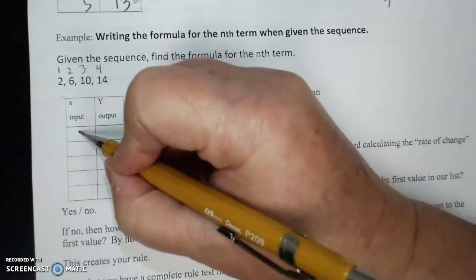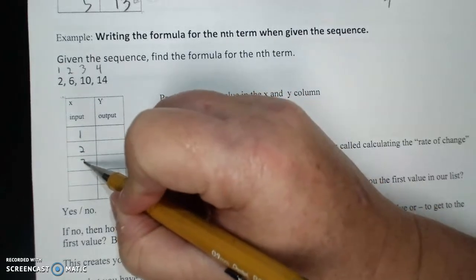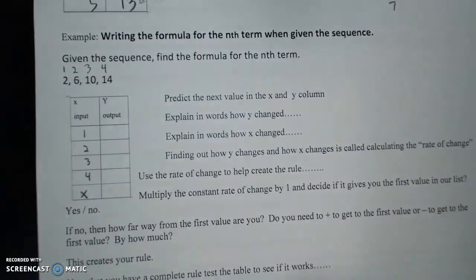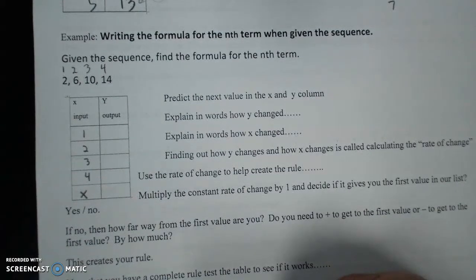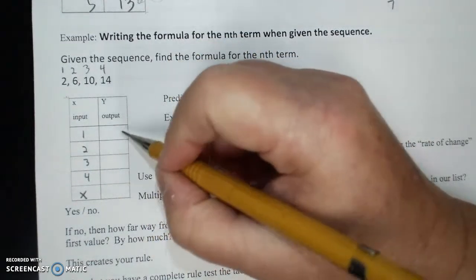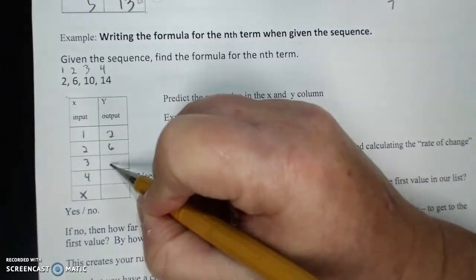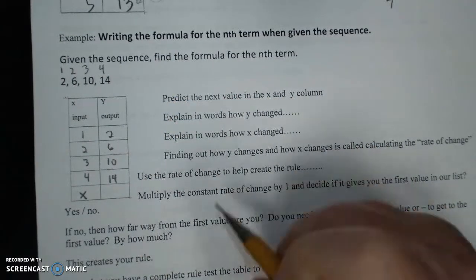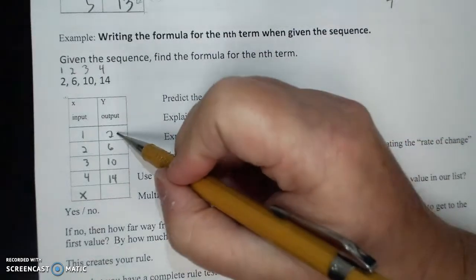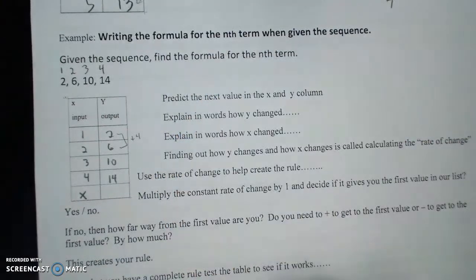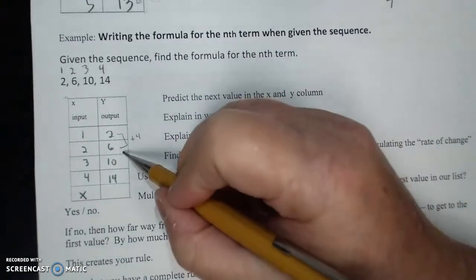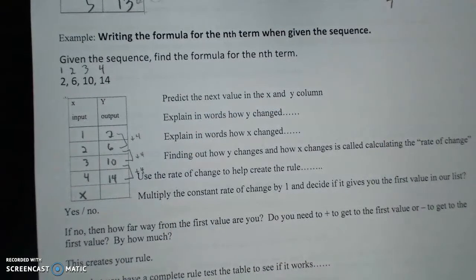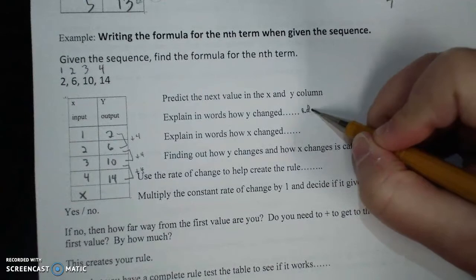Okay, I'm going to do 1, 2, 3, 4. And when I input any x, I'm going to get a rule. My output is 2, 6, 10, and 14. So explain in words how y changed. Well, from here to here, I added 4. Here to here, I add 4. And here to here, I add 4. So, add 4.